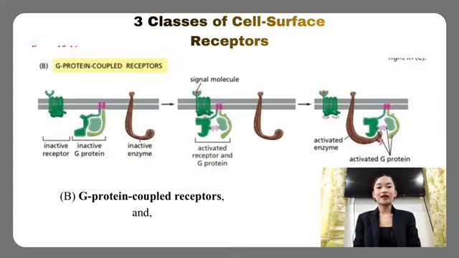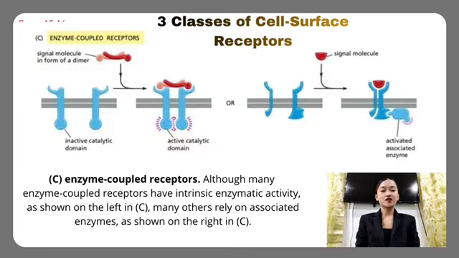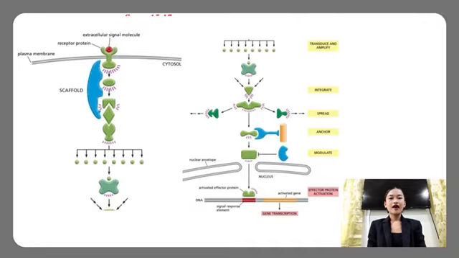G-protein-coupled receptors act by indirectly regulating the activity of a separate plasma membrane-bound target protein, which is generally either an enzyme or an ion channel. And enzyme-coupled receptors either function directly as enzymes or associate directly with enzymes that they activate. They are usually single-pass transmembrane proteins that have their ligand binding site outside the cell and their catalytic or enzyme binding site inside.